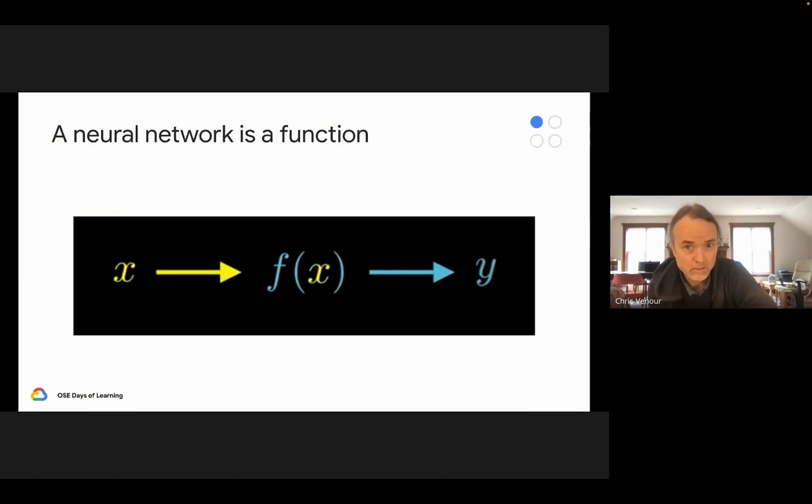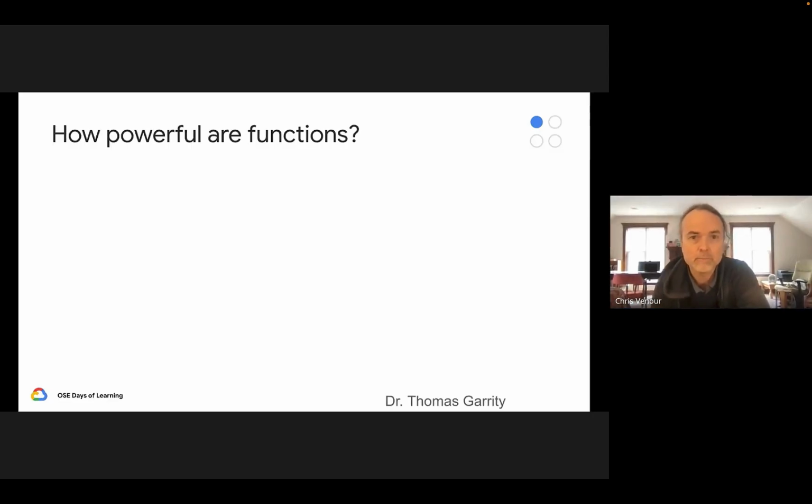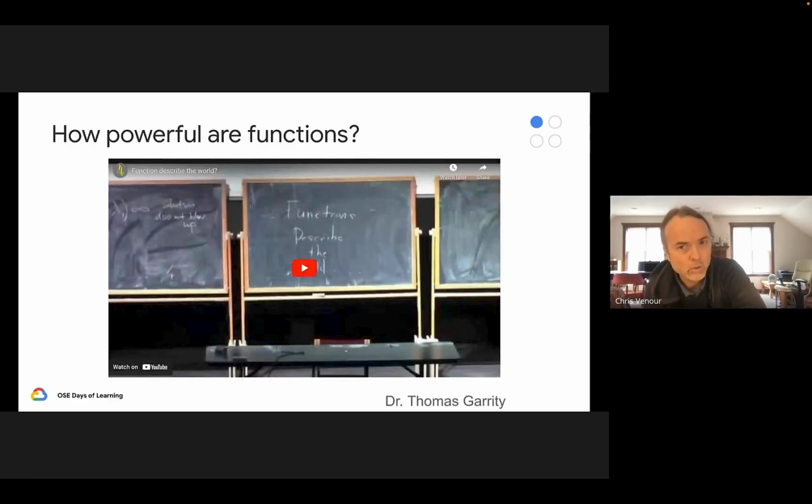And in some ways, a neural network is a particularly simple class of function because it's mostly just doing addition and multiplication. But in other ways, it's also a very complicated function because, as Moy and Carey mentioned, neural networks often have millions or even billions of parameters. But nonetheless, at the end of the day, it's still just a function. And so a natural question to ask is, how powerful are functions?